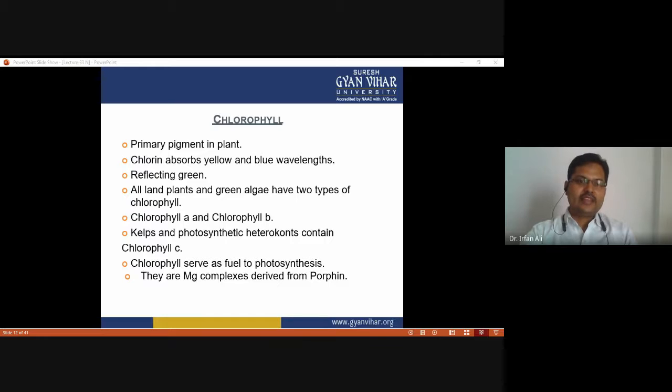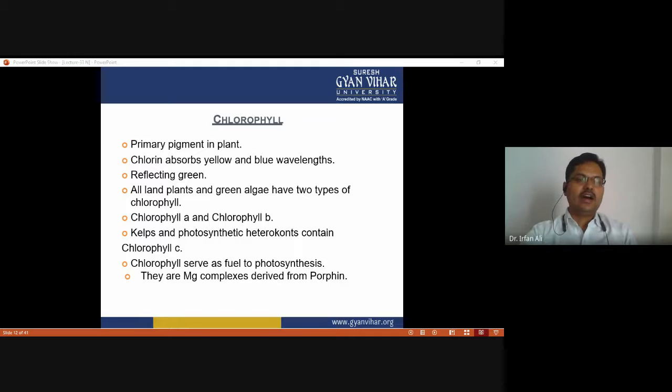Okay, and photosynthetic heterokonts contain chlorophyll C. So some of them, like kelps or heterokonts, also have chlorophyll C. But the major forms of chlorophyll are chlorophyll A and chlorophyll B. Chlorophyll serves as fuel for photosynthesis because it can harvest light energy, which is the primary source of energy on the planet.